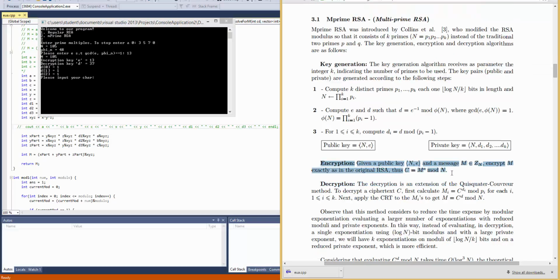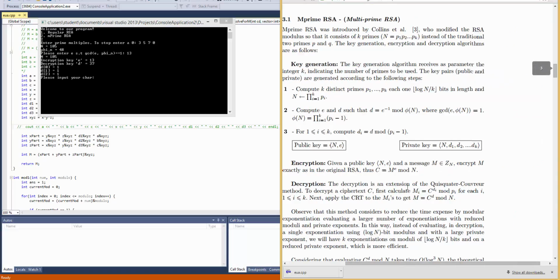Encryption is the exact same as with old RSA, but decryption is different. It gets a little bit convoluted here, but basically you get a bunch of M sub i's using C, D sub i, and modulo P sub i, and then you apply the Chinese remainder theorem to these to get your final message. So if we use a character, we'll use R. We input R, and you see it turns it into ciphertext, gives us a list of E's which are used in the decryption process, and then we get our decrypted message R.